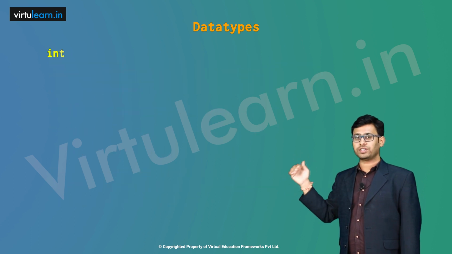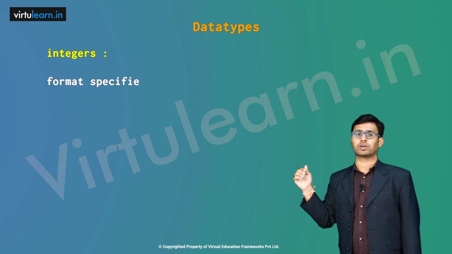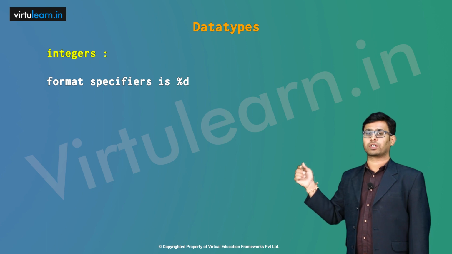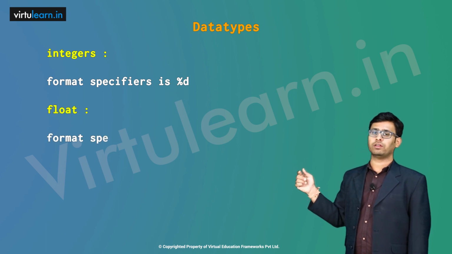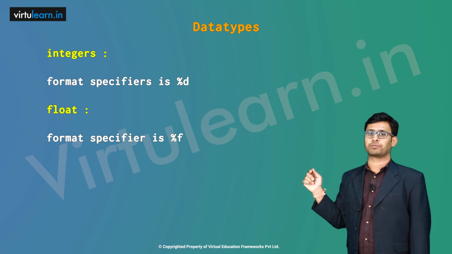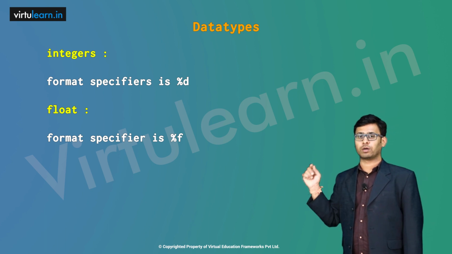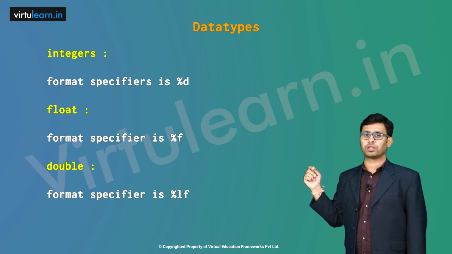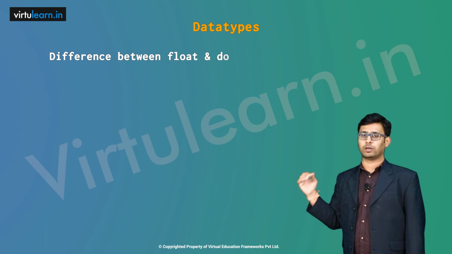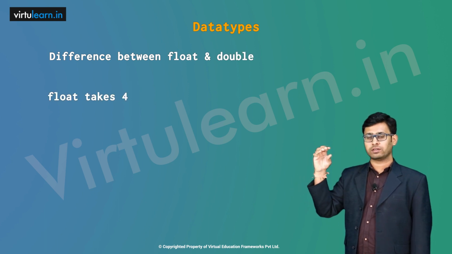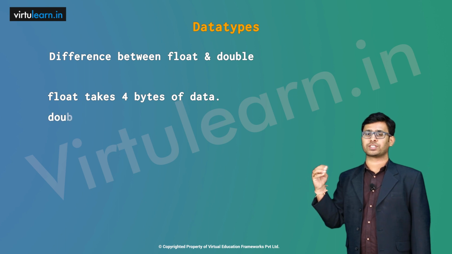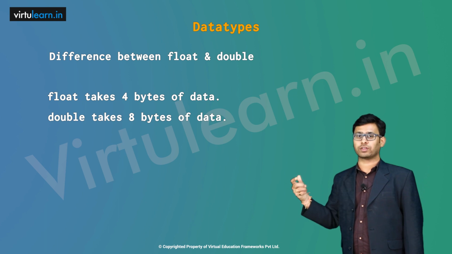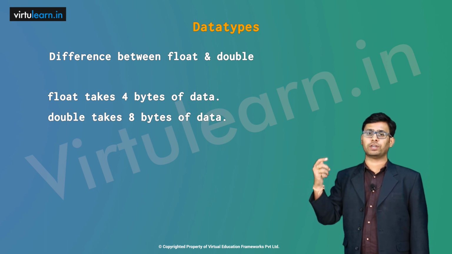Next, for integers, the format specifier is %d. Next, for float, the format specifier is %f. For double, it is %lf, or you can also use %f. The difference between float and double is that float takes 4 bytes of data, whereas double takes 8 bytes of data. Whenever you want more accuracy, you can use the double data type.